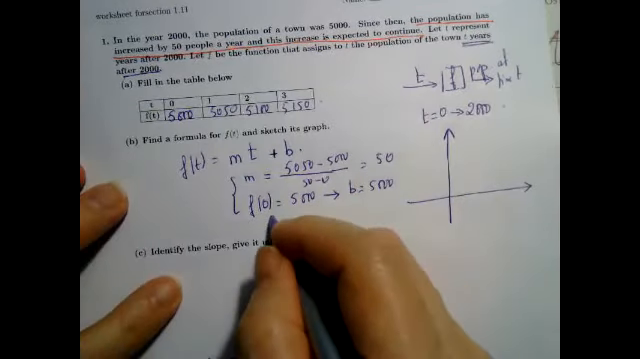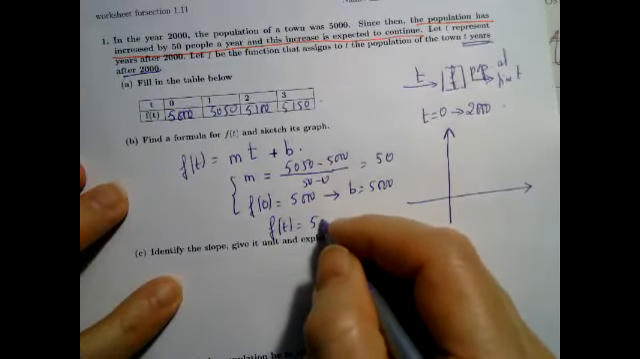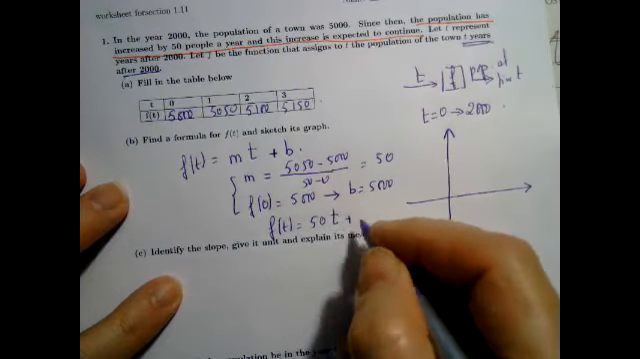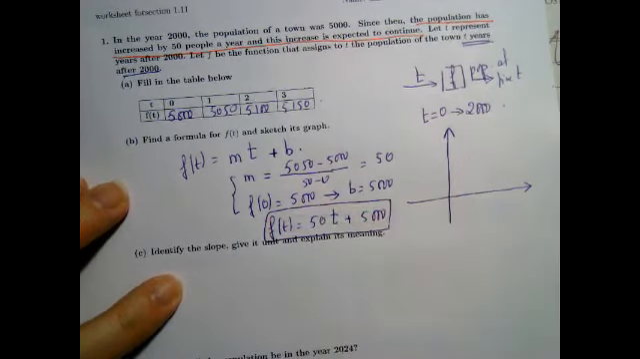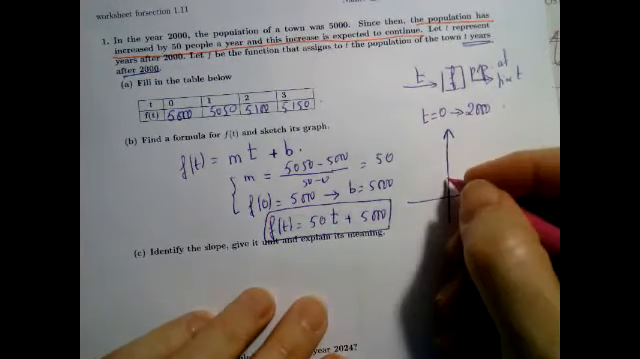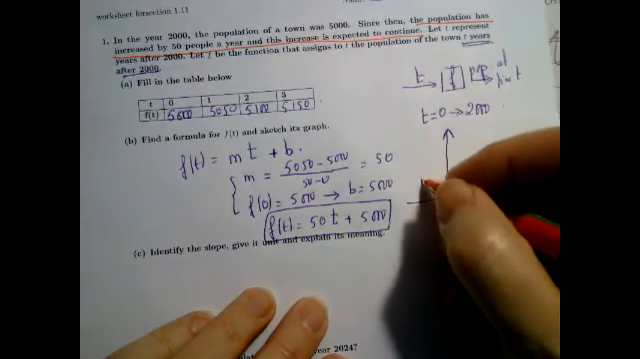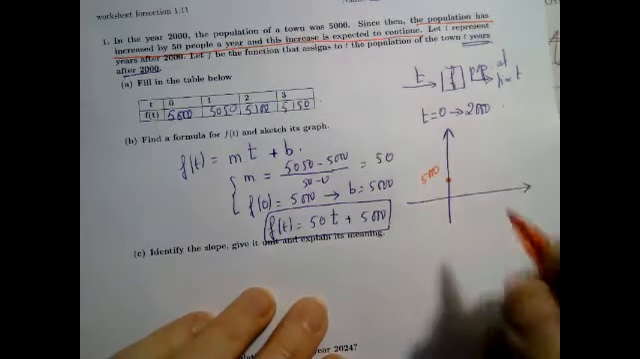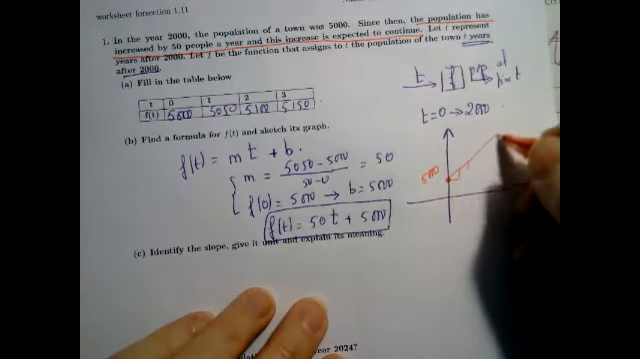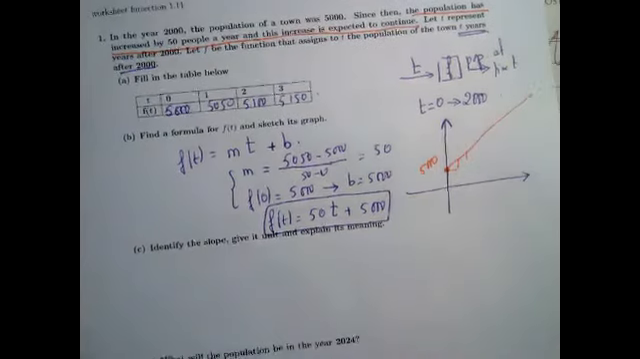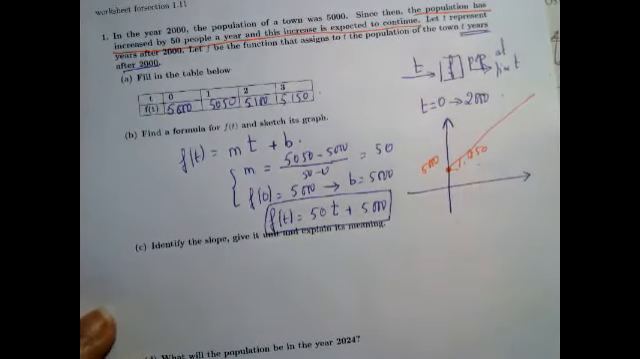So my formula is f of t equals 50t plus 5,000. And on the graph, my 5,000 is here. That's my 5,000. And every year it's growing by 50. Every year growing by the same amount. That's my graph. And this rise is always 50.